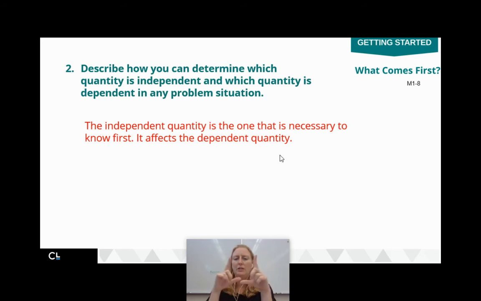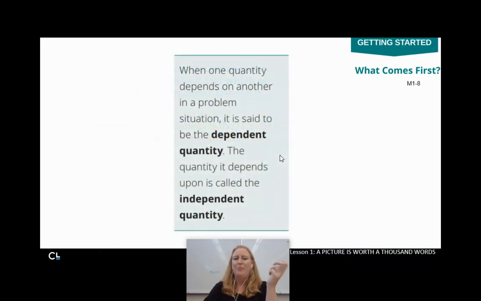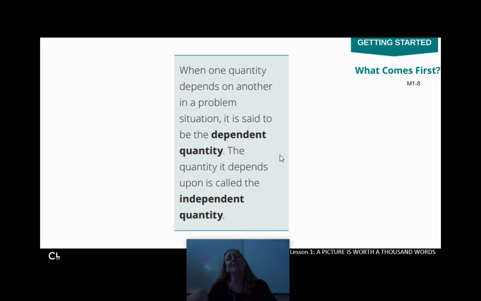So in your book, you have a little box. There's a lovely little box with some bolded words in them, like they're important or something. So you might want to make a little note there. When one quantity depends on another in a problem situation, it's said to be a dependent quantity. And the quantity it depends upon is the independent quantity. So the independent guy, he's independent, he's going to do whatever he wants to do, but the independent quantity comes first. The dependent quantity then follows, right? The dependent quantity depends on the independent quantity, so it follows that. It's not going to be the first bit of information you want. It's not going to be the first thing you know.